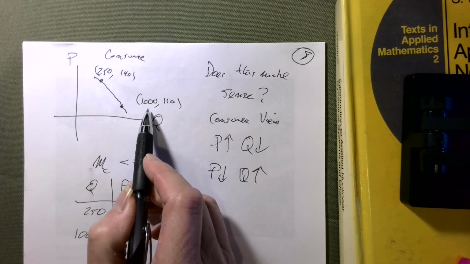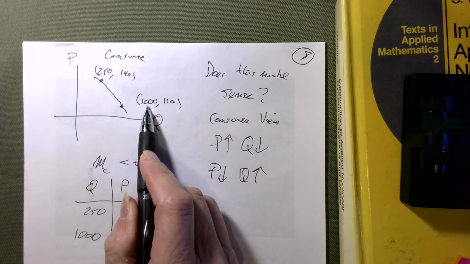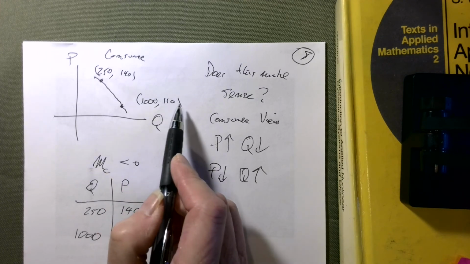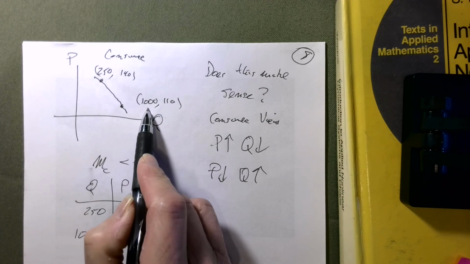The demand is 1,000 when the price is 110. Notice when the price goes down, the consumer is willing to buy almost a factor of 4 times as much.